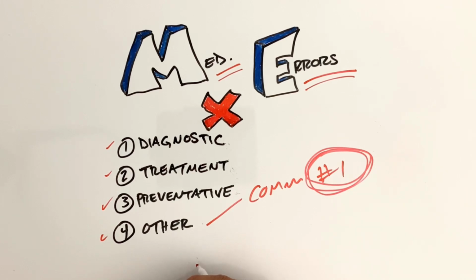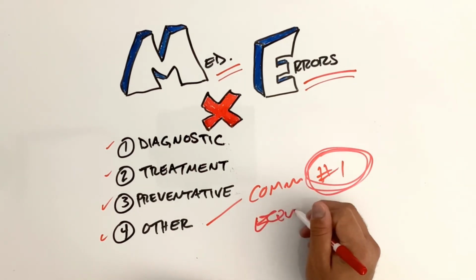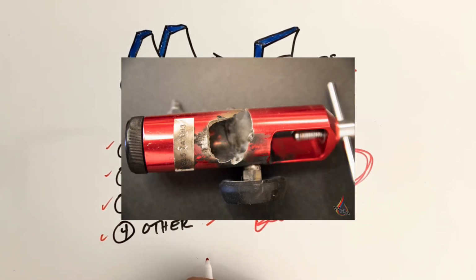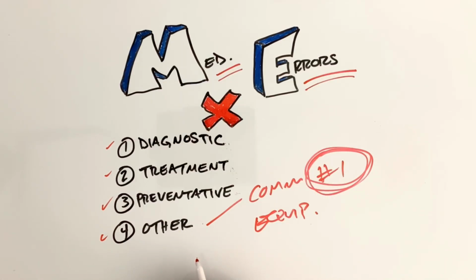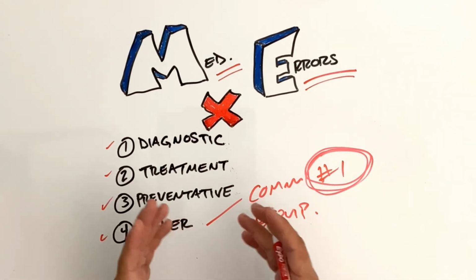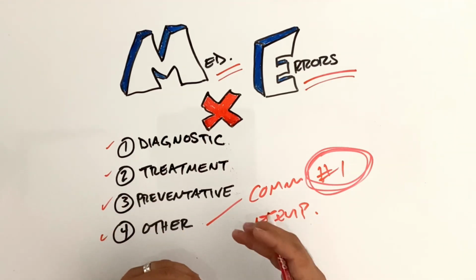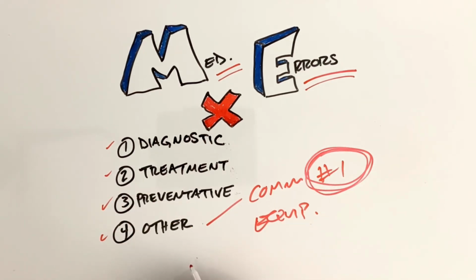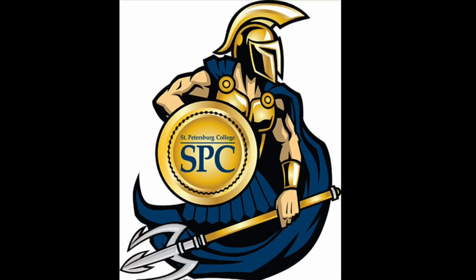Communication is number 1. We can also have equipment failure. Obviously, hopefully, you're following your guidelines and checking your equipment either daily, weekly, monthly, annually, whatever the case may be. The better we check our equipment and we're up to date on the maintenance of it and the performance of it, the less issues we're going to have with equipment failures. But unfortunately, those do happen.